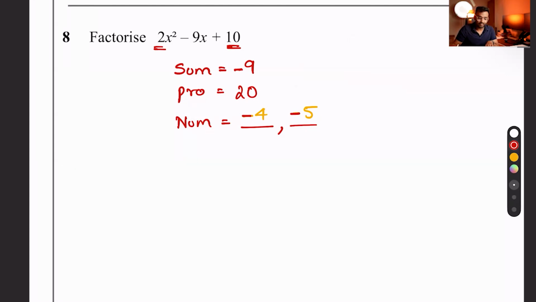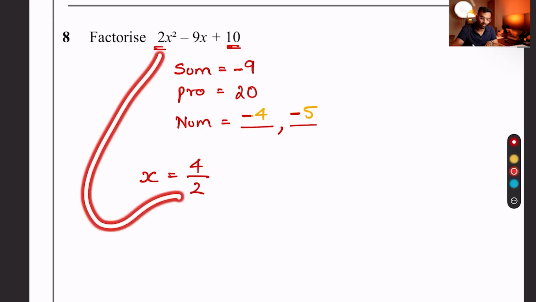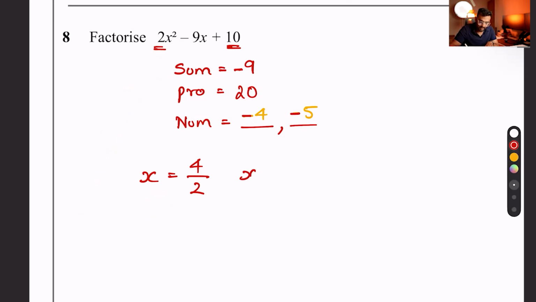Okay, now you have this. Now what are we going to do? We are going to take x is equal to, take that -4, change the sign, so that would be 4 by 2. Where is this 2 coming from? It's the number in front of x squared. And x equals 5 by 2. Done. So x equals 2 and x equals 5 by 2 are your what?